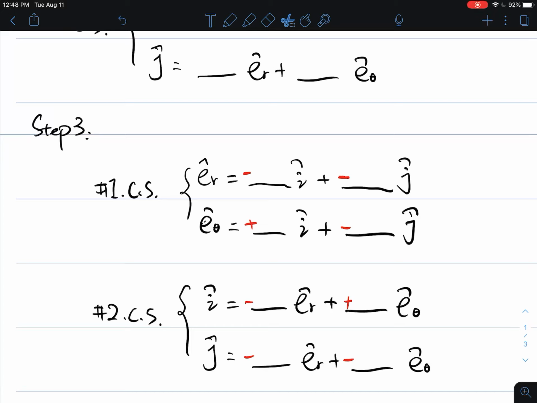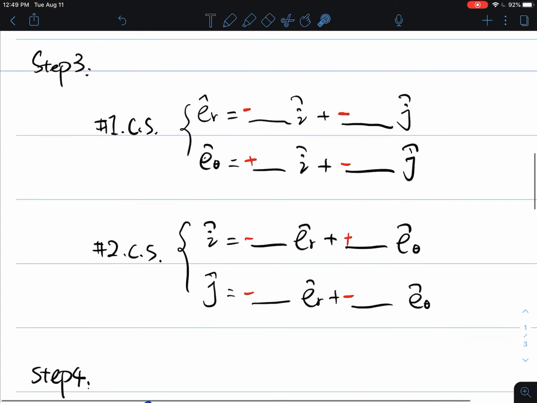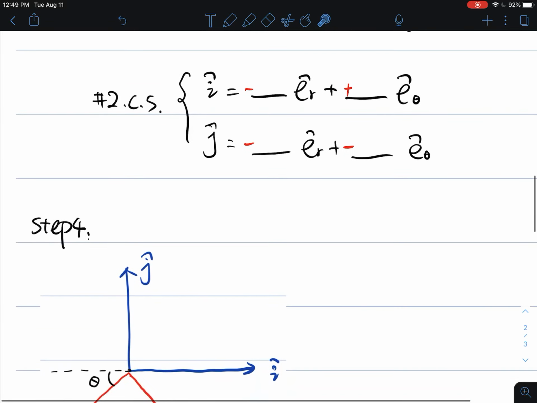All right, in the first 3 steps, you should end up with two sets of conversion equations, one for the first coordinate system, another one for the second coordinate system. And you should identify all the signs for each direction. But so far we're still missing the value, the magnitude inside of each length. So in step 4, we're gonna do that. In step 4, we're gonna draw 4 right triangles to solve our problem.